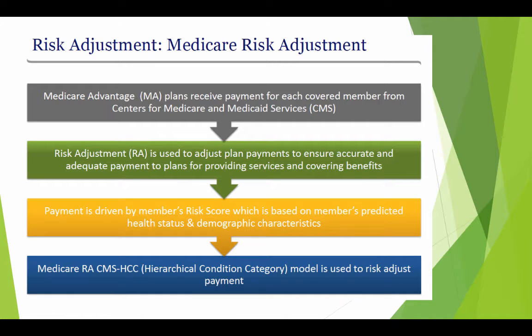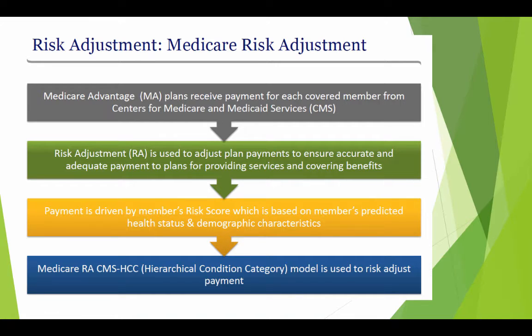this risk adjustment factor. So the Medicare Advantage plans get payment from CMS, the Centers for Medicare and Medicaid Services. Then this risk adjustment is used to adjust those plan payments to make sure that there is adequate payment for the plans to provide services and cover benefits. So what is this risk adjustment?